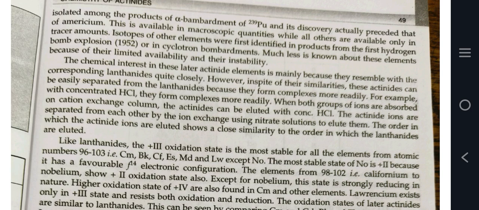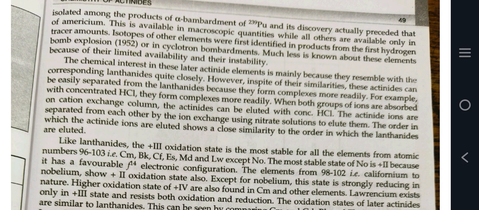When both groups of ions are absorbed on a cation exchange column, the actinides can be eluted with concentrated HCl. The actinide ions are separated from each other by ion exchange using a nitrate solution to elute them. The order in which the actinide ions are eluted shows a close similarity to the order in which the lanthanides are eluted.